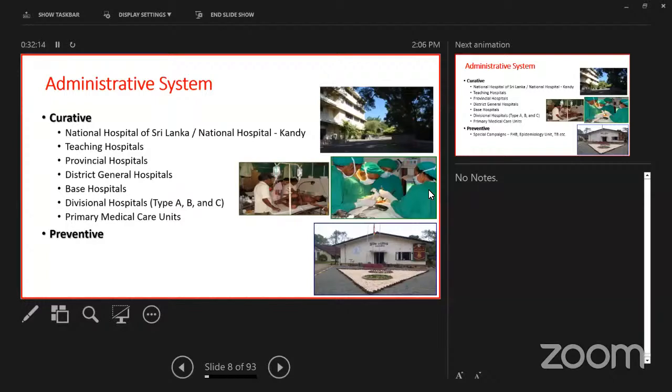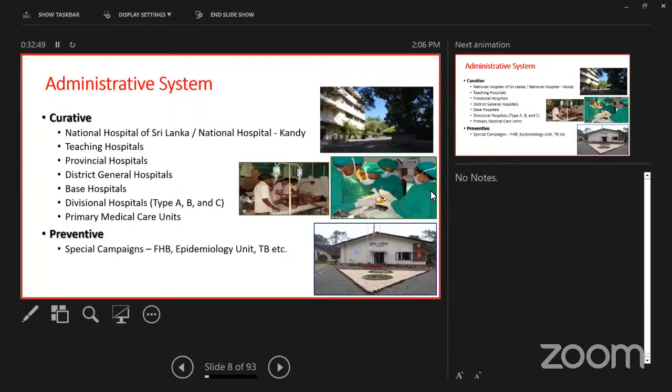Below divisional hospitals, there are primary medical care units. Only ambulatory care is provided in primary medical care units. There are no inward patients. Only either an OPD or an ETU will be there. Basically, ambulatory curative care is given, in the OPD or ETU, where they manage and transfer a patient to the higher level institution. So that's how the curative system is organized in Sri Lanka.